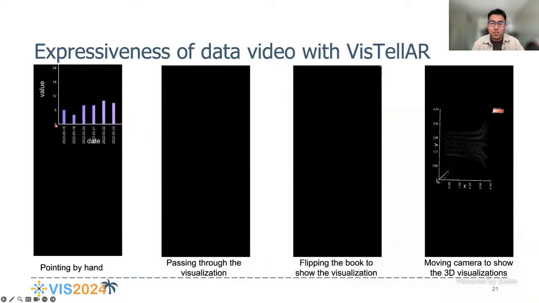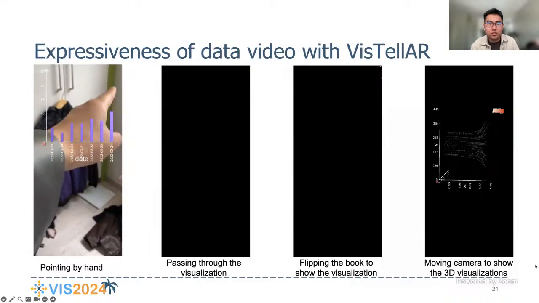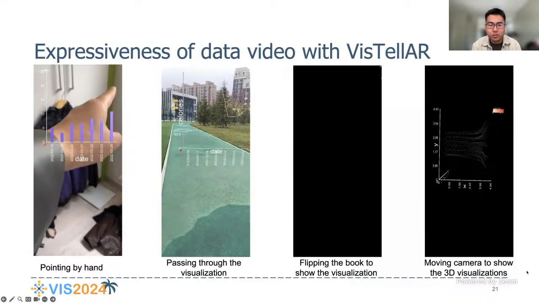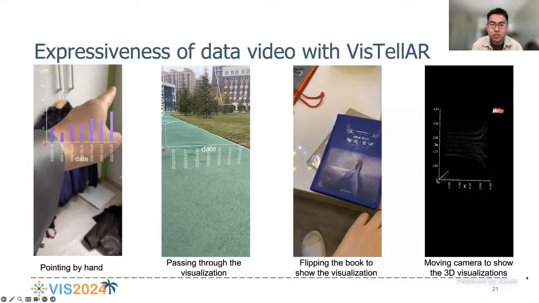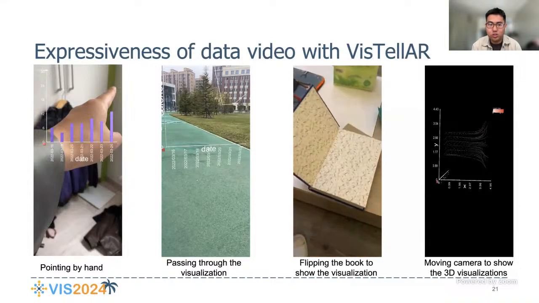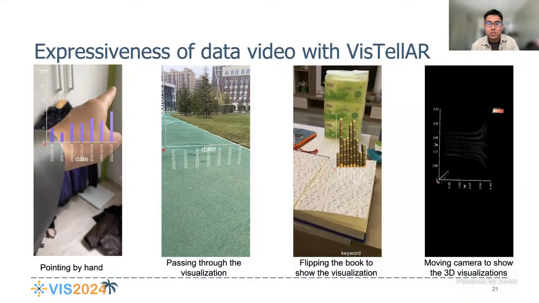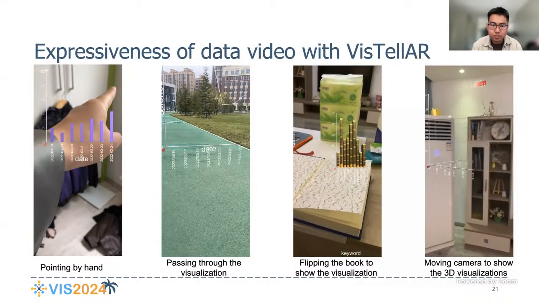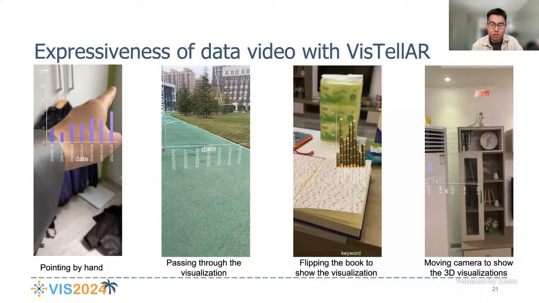We also observed many expressive ways to tell a data story, such as pointing fingers at the visualization, passing through the visualization while running, flipping the books to show the visualization while mentioning the story, and finally telling a story about 3D visualizations by moving the camera. We also analyzed the videos generated by users from different perspectives. Due to time, please find the details in the paper.